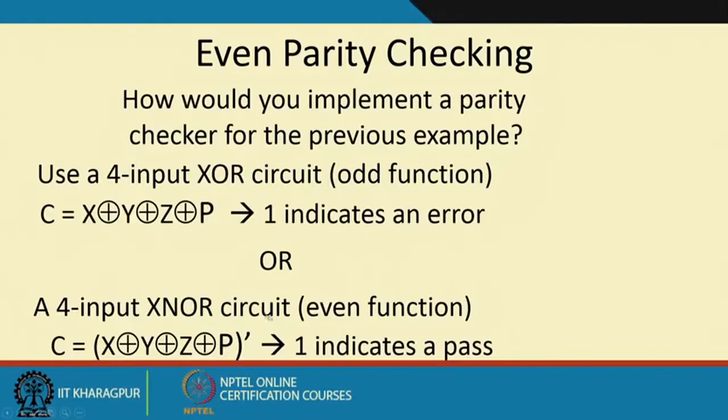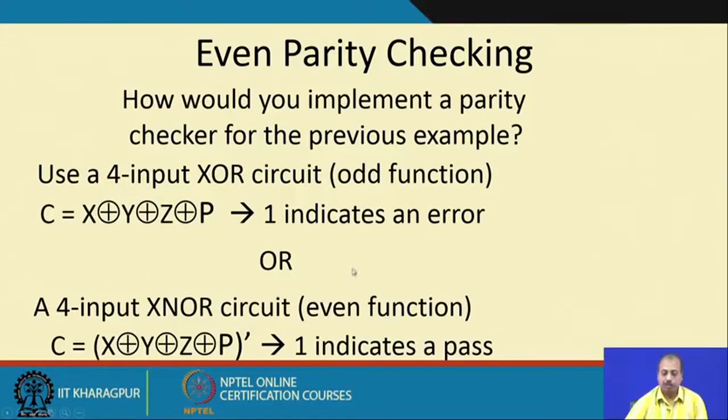On the other hand, if it is an odd parity, you can use a 4 input XNOR gate, and in this case if you get a 1, that means it is alright. If it is 0, then there is a problem. So, for even parity checking, either you can use a 4 input XOR gate, in which case a 1 will indicate an error, or you can use a 4 input XNOR gate. In that case, the output 1 will indicate that it is correct, and 0 will indicate that there is a problem.